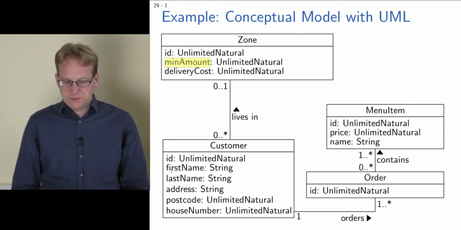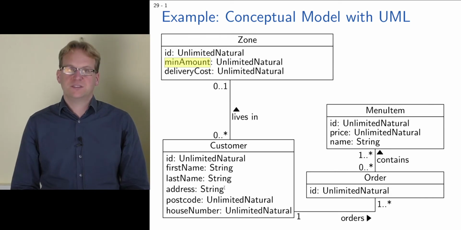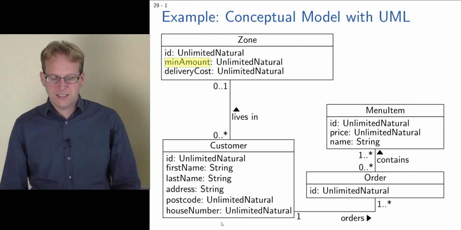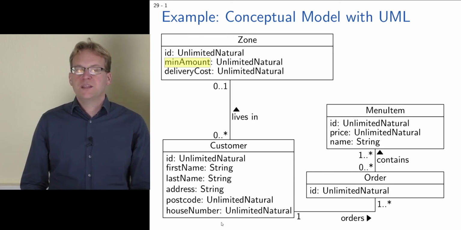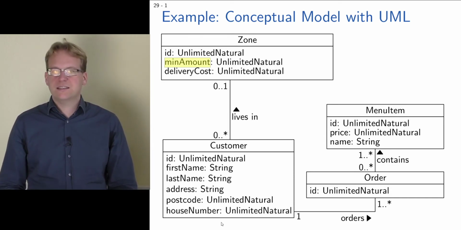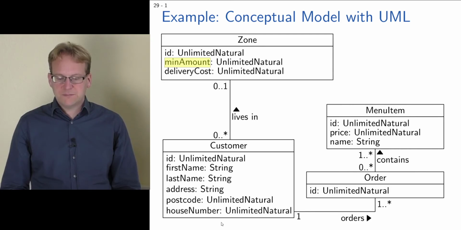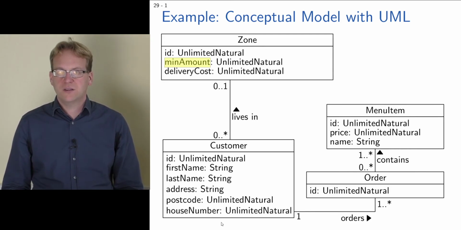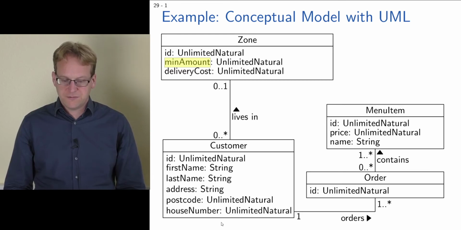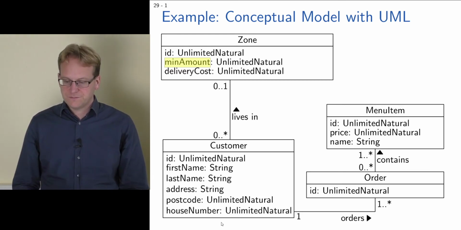We have attributes first name and last name, which are of type string. We have attribute address, maybe the street name where the customer is living, also as a string. We have the postcode, the postal code of the customer, and the house number. Those are integer numbers, so unlimited natural numbers. Integer numbers would also include negative numbers, but house numbers and postal codes, of course, are only positive numbers, so therefore it's unlimited natural here.